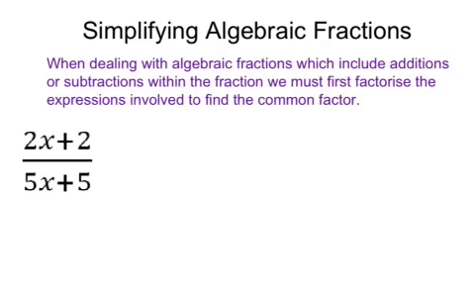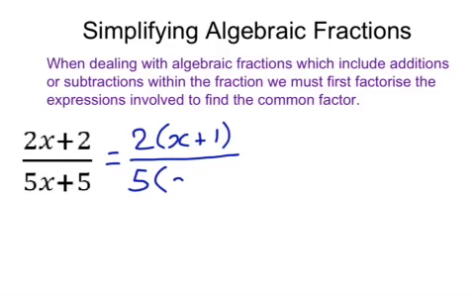The next example we have 2x plus 2 over 5x plus 5, and again we have additions within the algebraic fraction, so we're going to factorize. In the top we can factorize out a 2 to get 2 brackets x plus 1, and on the bottom we can factorize out a 5 to get 5 brackets x plus 1, and straight away we see there is an x plus 1 on top and an x plus 1 on the bottom, giving us a final answer of 2 over 5, or 2/5.